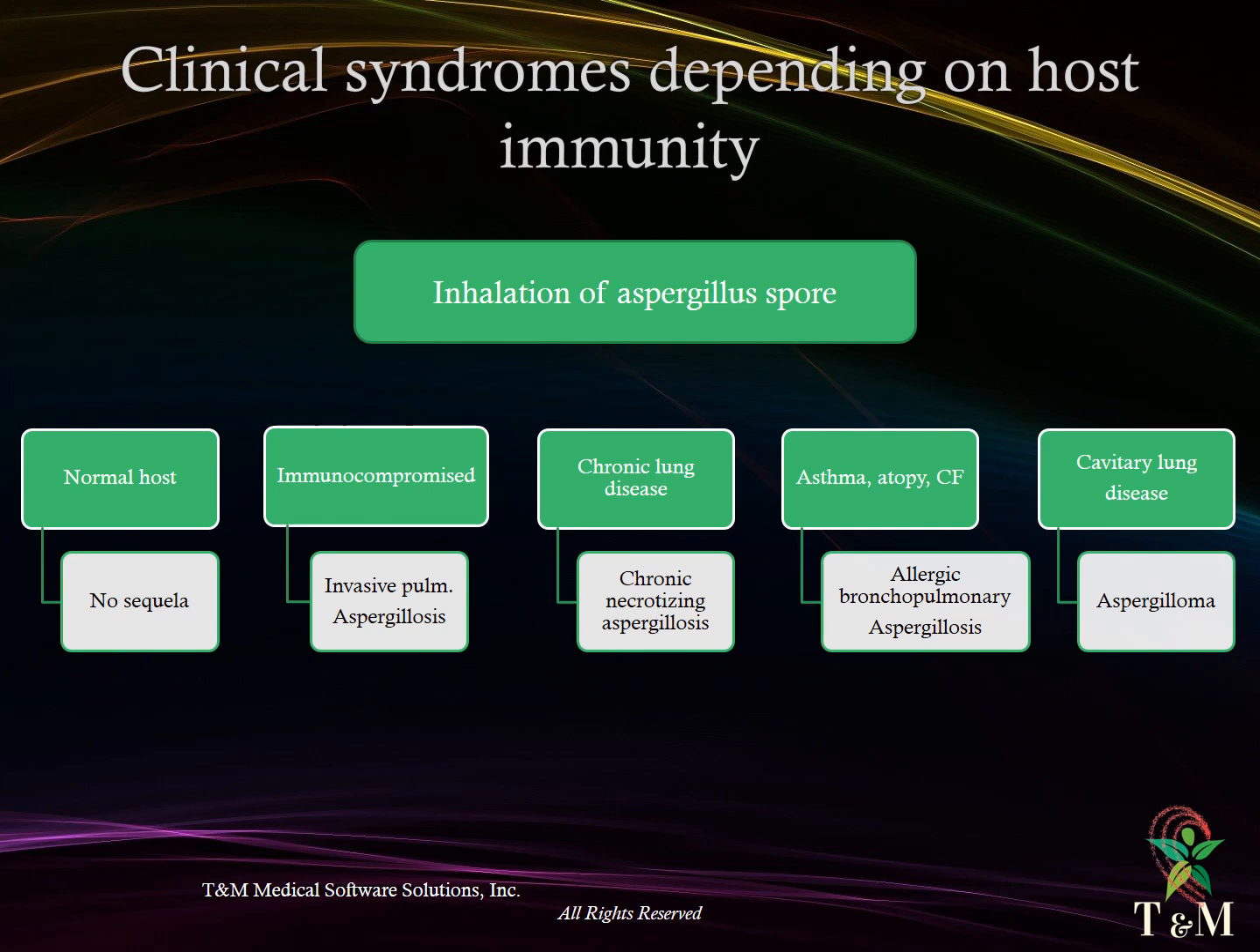The sequelae of inhalation of Aspergillus spores depend on host immunity. So in normal hosts, there are no sequelae. In immunocompromised hosts, invasive pulmonary aspergillosis will result. In chronic lung disease, this will lead to chronic necrotizing aspergillosis. In patients with asthma, atopy, or fibrosis, allergic bronchopulmonary aspergillosis will occur. In cavitary lung lesions, we expect aspergilloma.